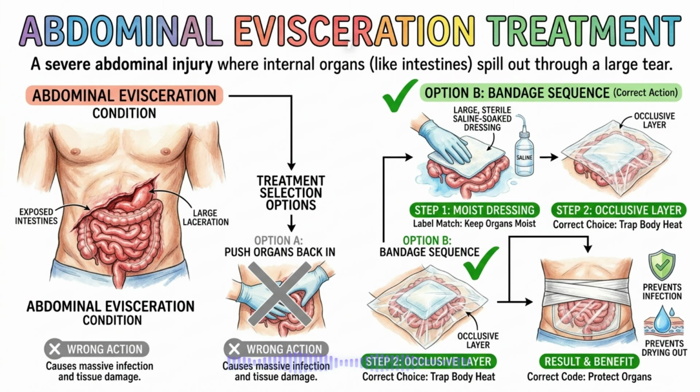sterile dressing soaked in sterile saline, and then cover that moist dressing with an occlusive layer to trap the body heat. The NREMT exam frequently tests this exact bandaging sequence to ensure you know how to protect these vital organs from drying out.